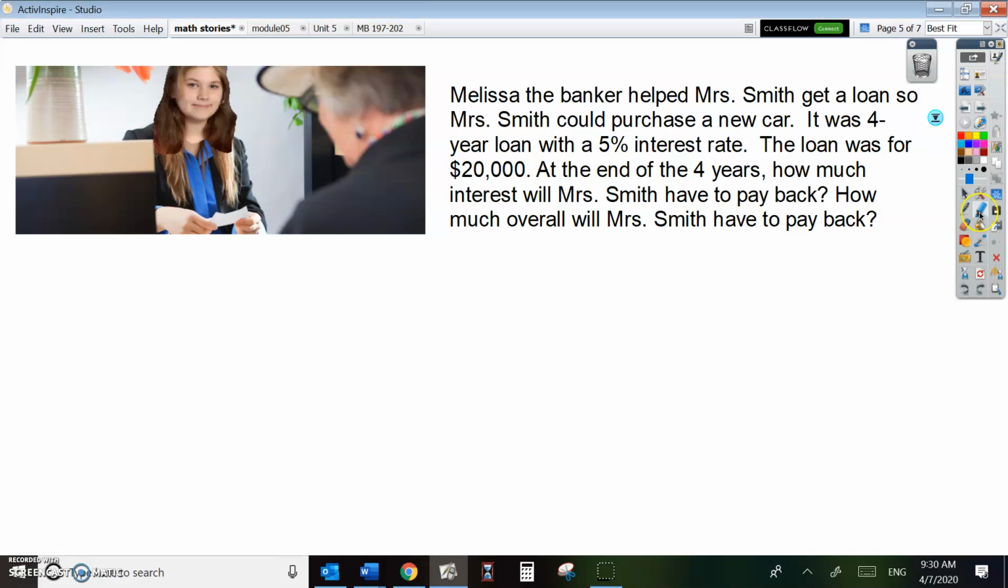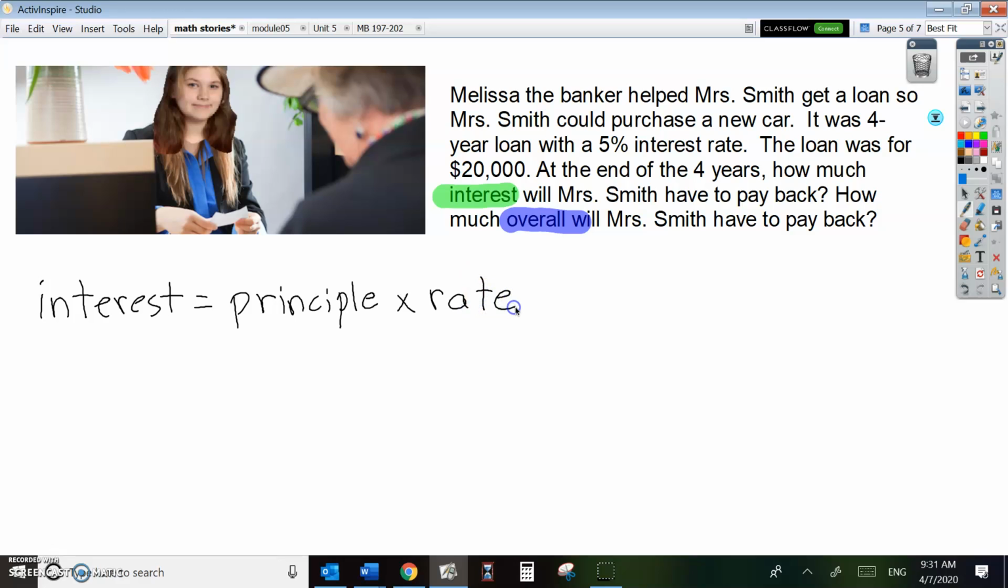So really here we have two questions. The first question is how much interest, and then the next question is how much overall. Let's work on this. There's an equation. It's interest equals principal times rate times time.